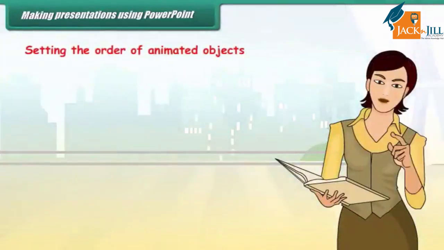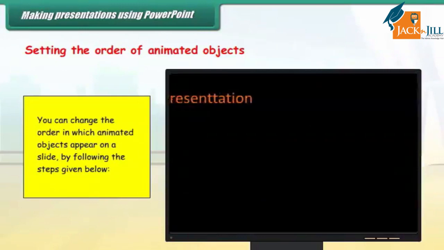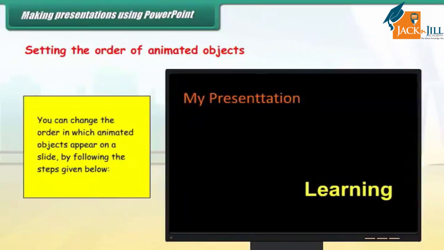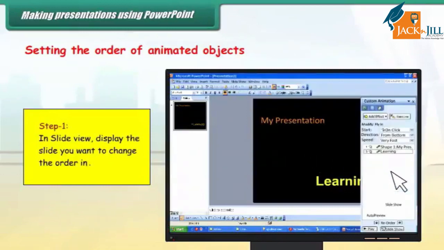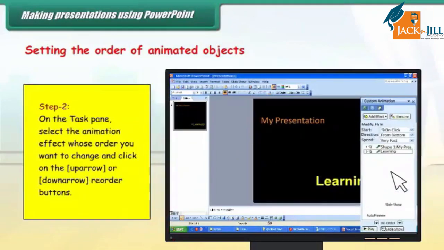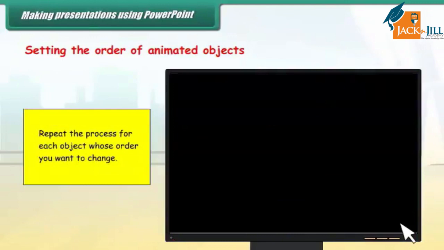Setting the order of animated objects. You can change the order in which animated objects appear on a slide by following the steps given below. Step 1. In Slide View, display the slide you want to change the order in. Step 2. On the task pane, select the animation effect whose order you want to change and click on the up arrow or down arrow reorder buttons. Repeat the process for each object whose order you want to change.